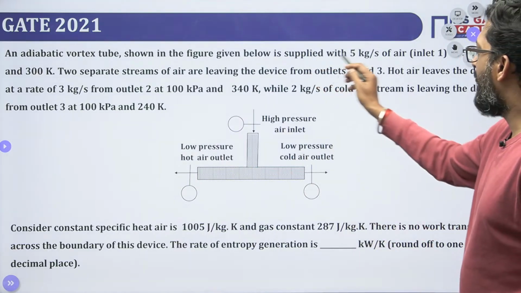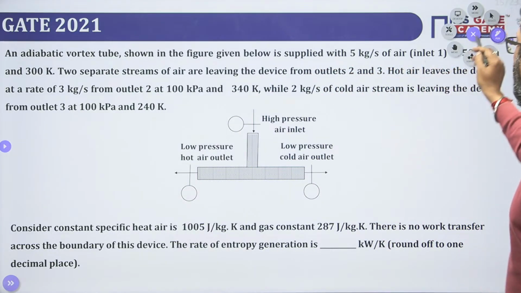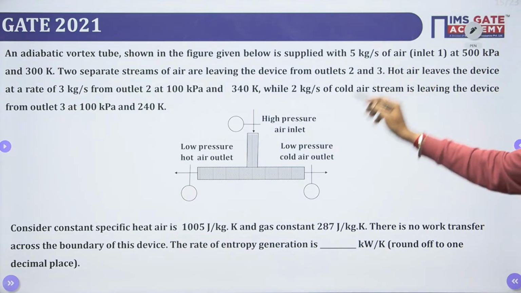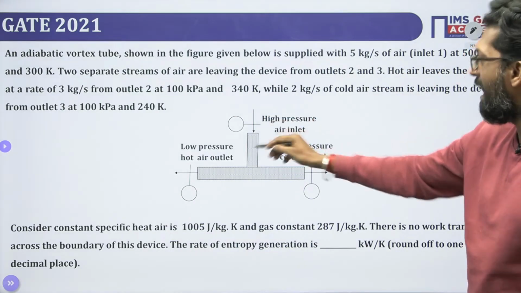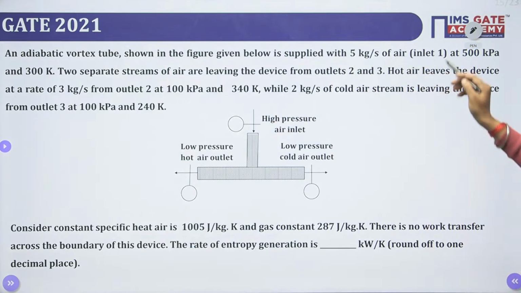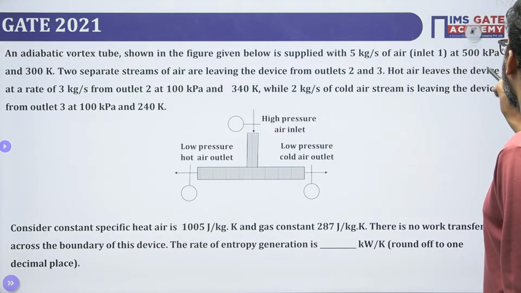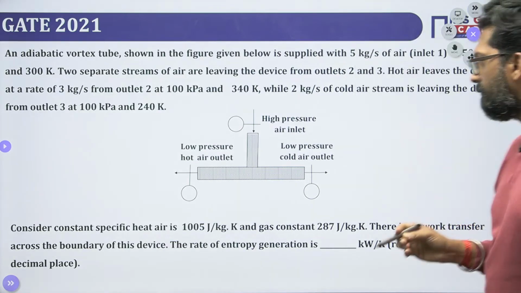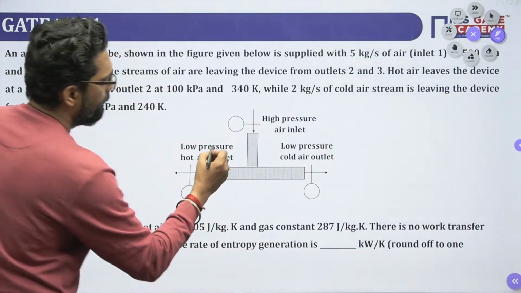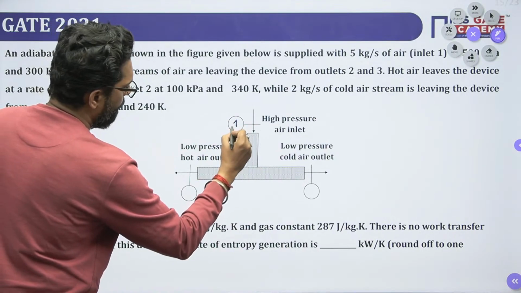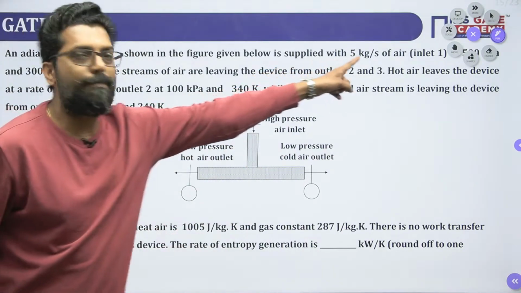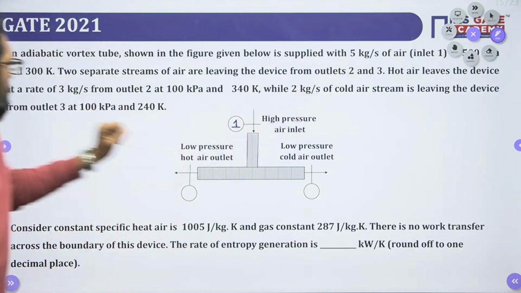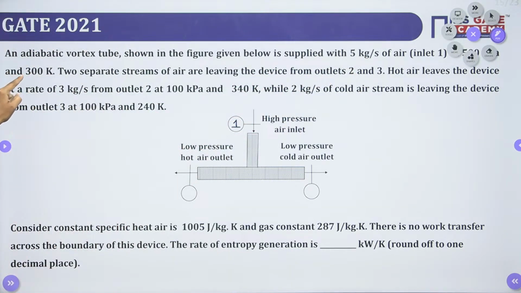Below, the supply is 5 kg of air. That means the mass flow rate is given at the inlet. Let's suppose this is section 1, the inlet section. At the inlet, the mass flow rate is given, and the temperature is given. At this temperature it is entering.